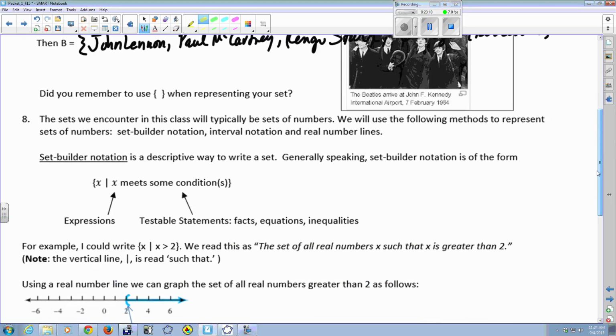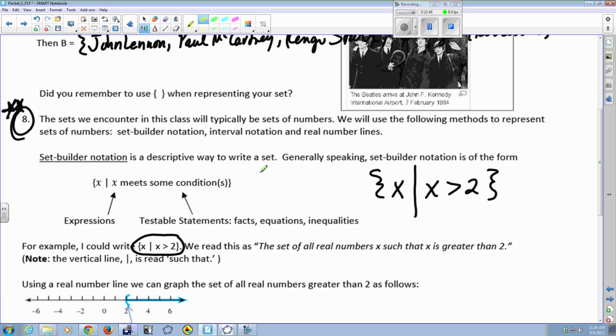All right. Now, this next section here, 8 in your notes, is a pretty critical section because we have 3 ways to describe sets in this class. There's actually 3 different notations that we're going to be using throughout the class. One of the notations is this first one called set builder notation. And in general, let's just start with the example I gave you right here. Notice it starts with the curly braces and it has an X and then this straight line and then it has an inequality.